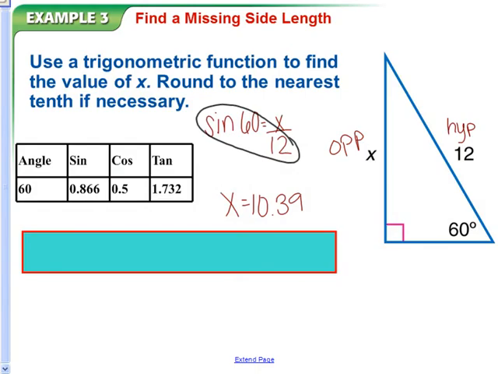So the side with 60 is x. Hypotenuse was 2x, and the other side is x square root of 3. So we look and see what is x. Well, if 12 is 2 times x, x must have been 6. So that 2 times 6 gives us 12. So that means that this side is 6 square root of 3, or you could get it as a decimal.